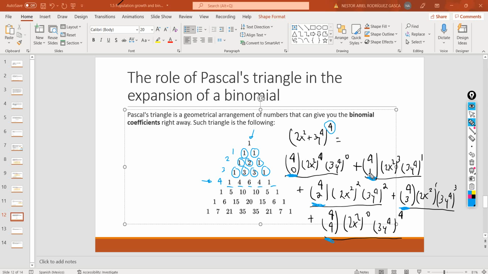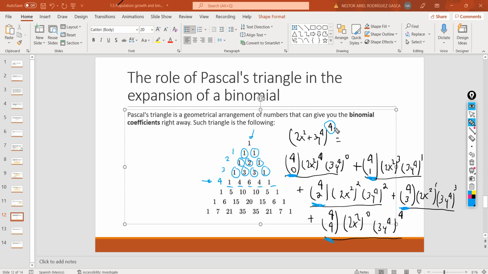If you calculate 4 choose 1 in the calculator, you will get 4. 4 choose 2, that's 6. 4 choose 3, that's 4. And 4 choose 4 is 1. So as you can see, you can get these numbers, which may be complicated if you don't have a calculator, very easily through the use of Pascal's triangle.